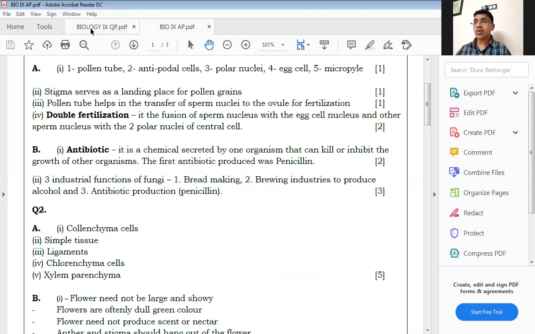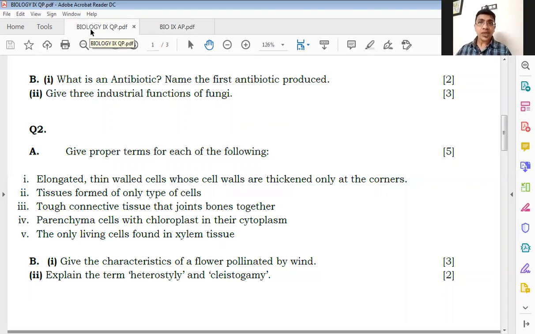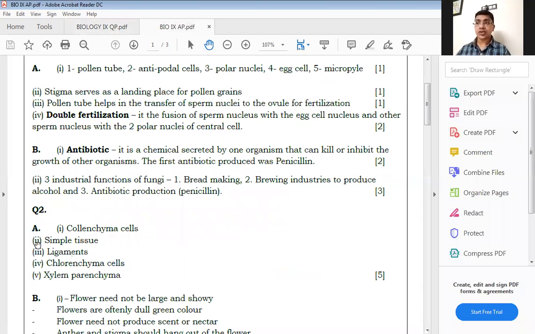Okay, now let's go to the second question: tissues formed from only one type of cell. Any tissue which is made from just one same type of cell is what is known as simple tissue. So the answer to that question is simple tissue.